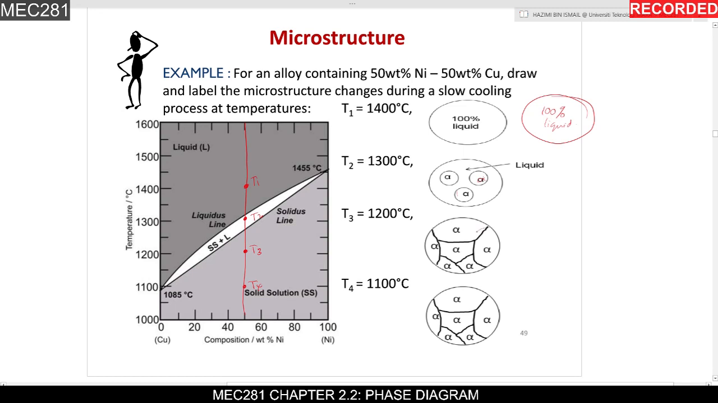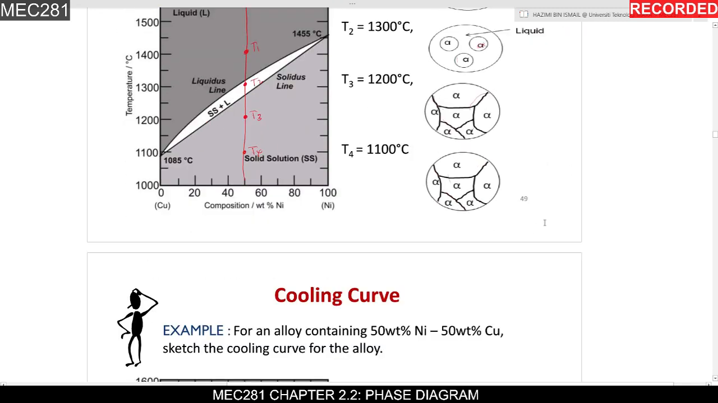So awak buatlah bentuk macam structure macam ni. Kenapa structure bentuk macam ni? Sebab dia adalah polycrystal. Polycrystal structure yang kita dah belajar dekat chapter 1. Okay, turun ke T4 sama juga. Kenapa sama? Sebab dia dah tak berubah dah. Walaupun dia sejuk sampai 1000 pun, structure dia masih lagi sama because they are in the same region of solid. Okay, macam itulah cara nak lukis microstructure.